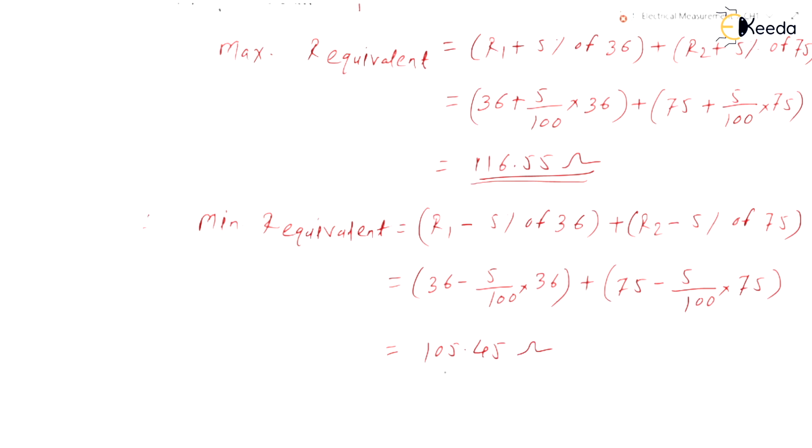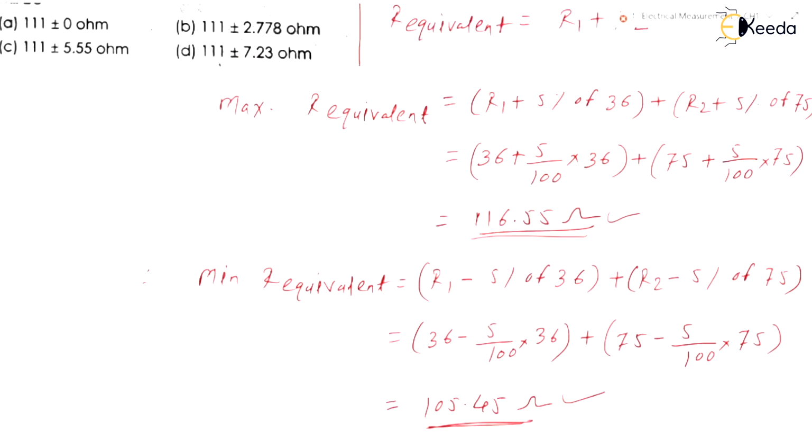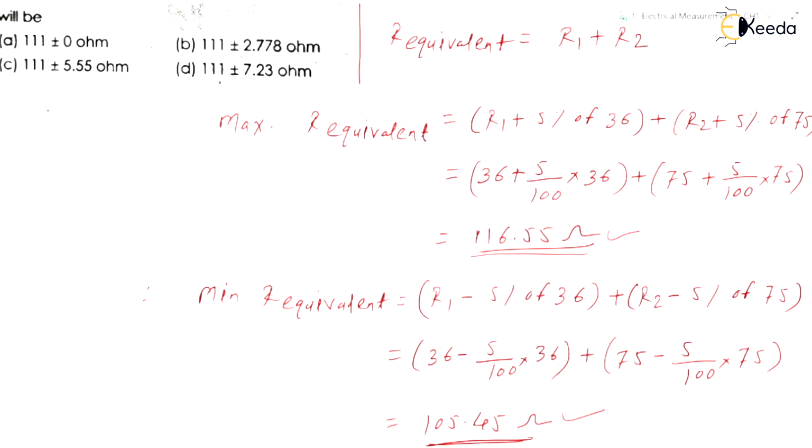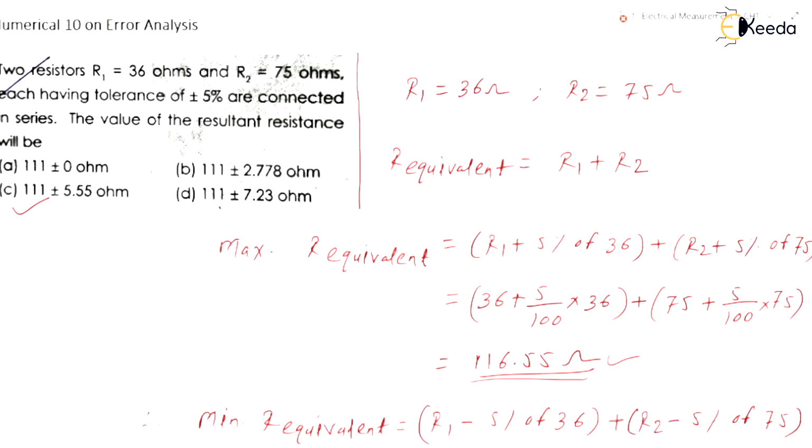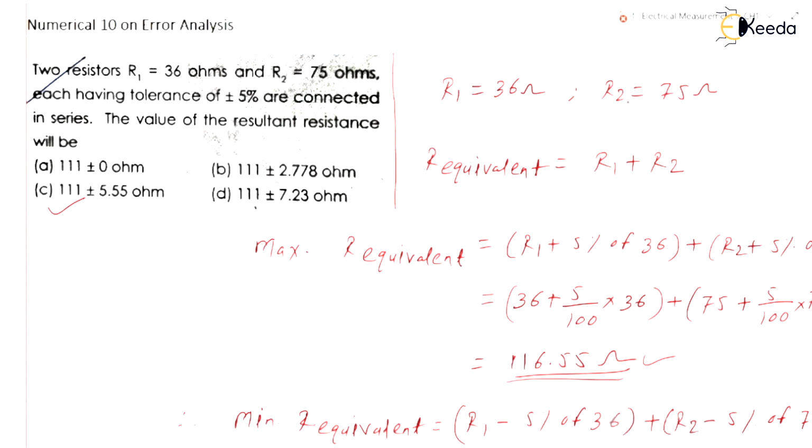It is 105.45 ohm. Okay, so if you check our maximum value and the minimum value, we can represent it in form 111 plus or minus 5.55. You can check 111 plus 5.55, it will be like a maximum value. 111 minus 5.55, it will be like this value. Okay, minimum value. Okay, so final answer is option C. This is about the numerical number 10. In the next video, we are going to discuss the numerical number 11.